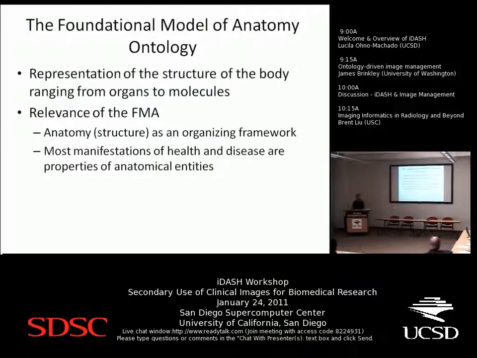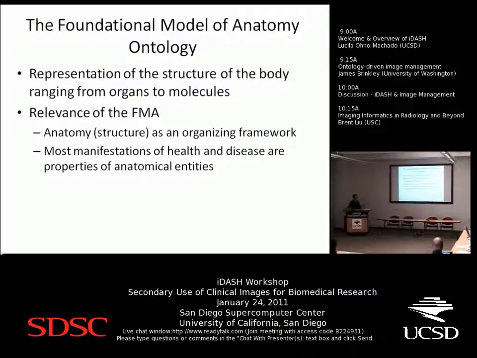Now I'm going to talk about a specific ontology, one we've built called the Foundational Model of Anatomy Ontology, or FMA. This has been going on for about 15 years in our group. It's basically how to represent the structure, as opposed to the function, of the body, ranging from organs to molecules. We specifically restrict ourselves to structure because we want to be pure and represent it in the cleanest way. That means we have to work with others who are representing function and pathology, for example.